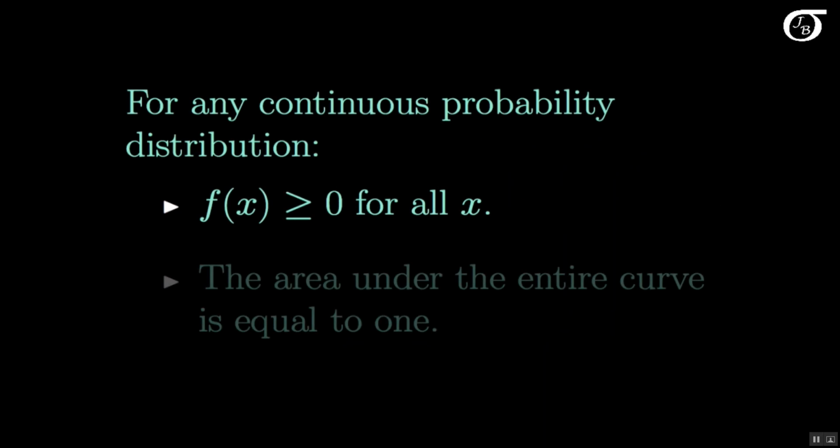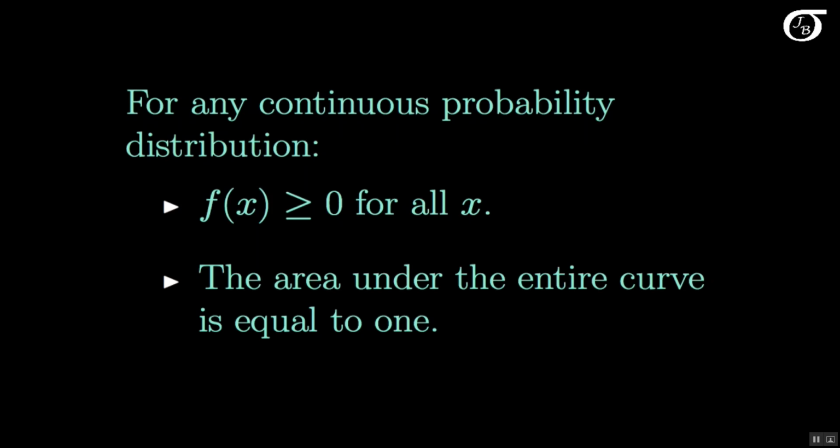For any continuous probability distribution, f of x has to be at least 0 everywhere. Note that there's no upper bound on it. It can take on values greater than 1. One restriction is that the area under the entire curve is equal to 1. And so these two restrictions ensure that all probabilities lie between 0 and 1, and the probability of something happening is 1.